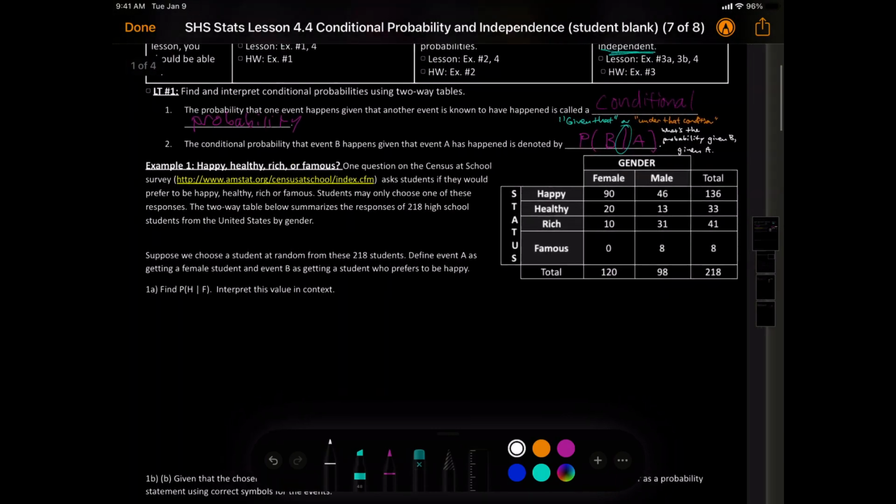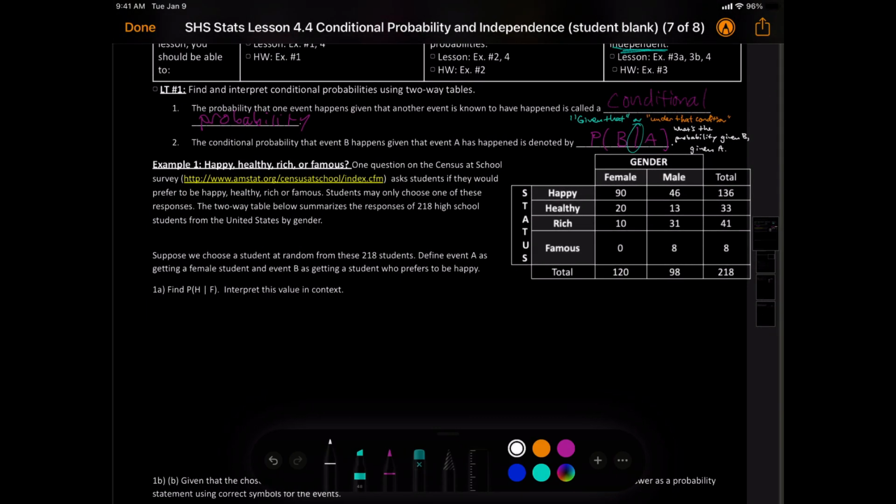All right, let's take a look at that example we did previously. That example we had was healthy, rich, or famous. One question on the Census at School survey asked students if they would prefer to be happy, healthy, rich, or famous. Students may only choose one of these responses. The two-way table summarizes the responses of 218 high school students from the United States by gender. Suppose we choose a student at random from these 218 students. Define event A. So A, let's use a different color here. A is getting a female student, and event B is getting a student who prefers to be happy.